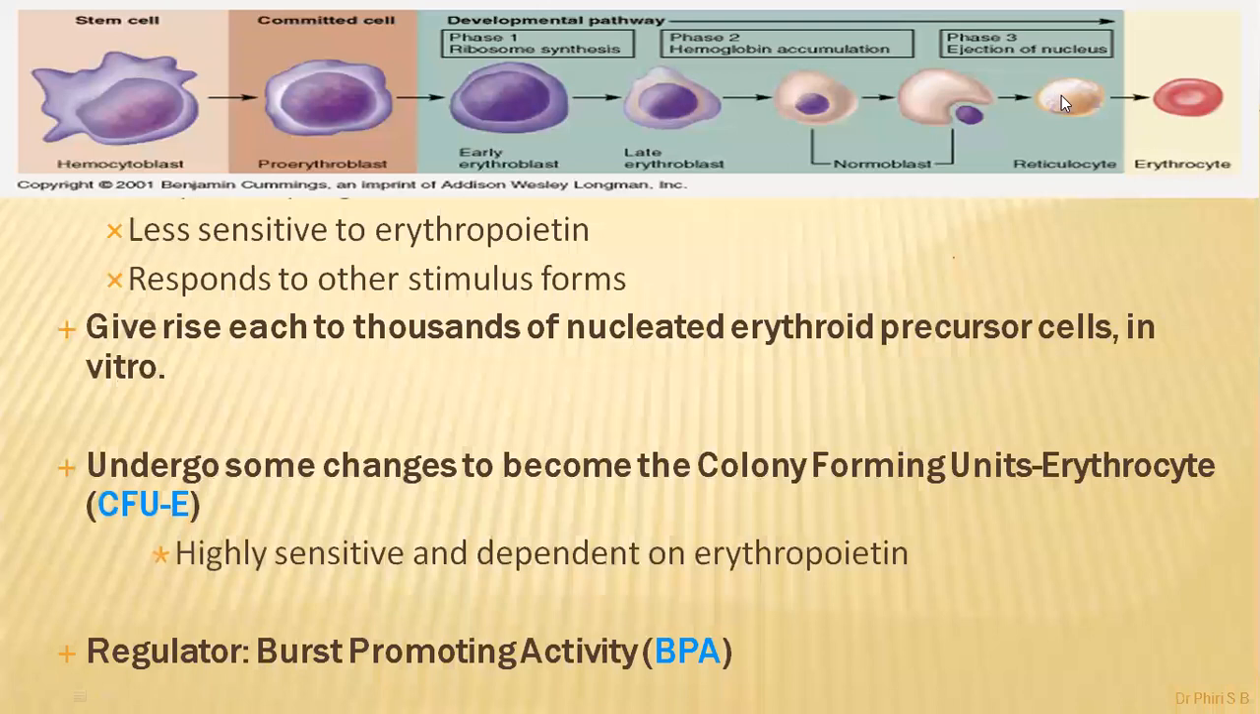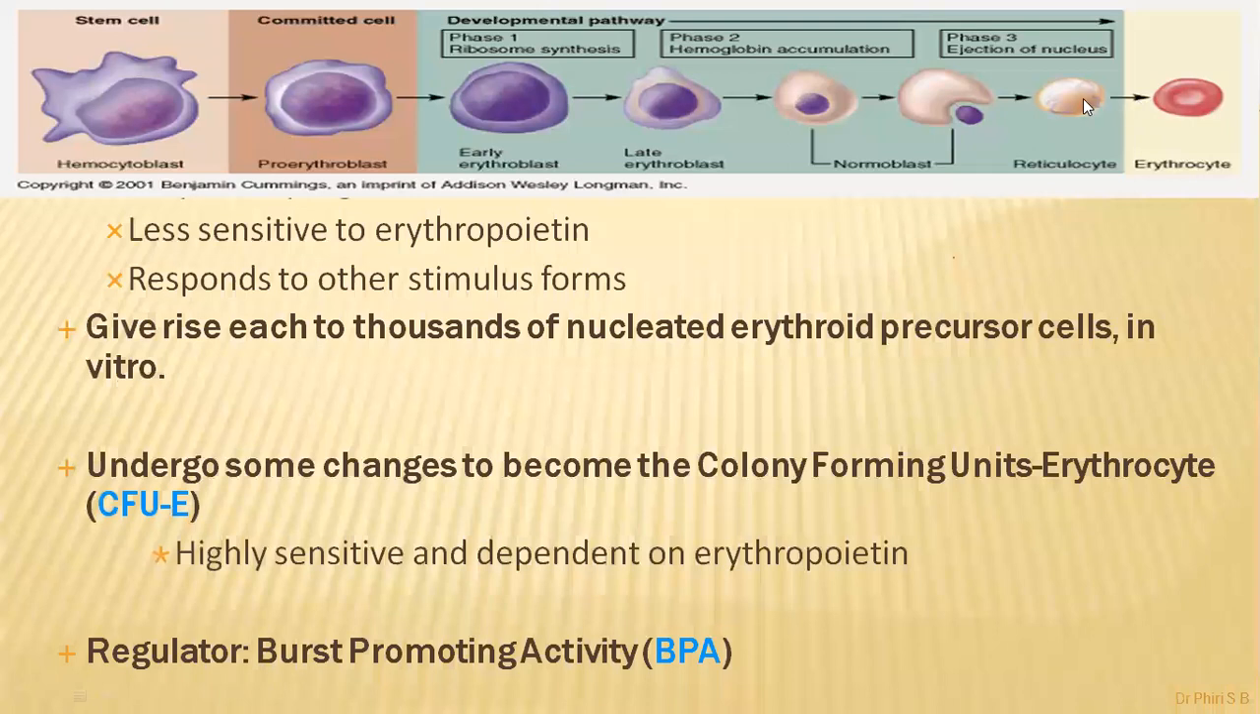So the reticulocyte doesn't have a nucleus as well, but this reticulocyte is an immature red blood cell. So it has to mature to become the mature red blood cell. So you can see it will have to undergo a differentiation in terms of change in shape and structure for it to become a mature erythrocyte.